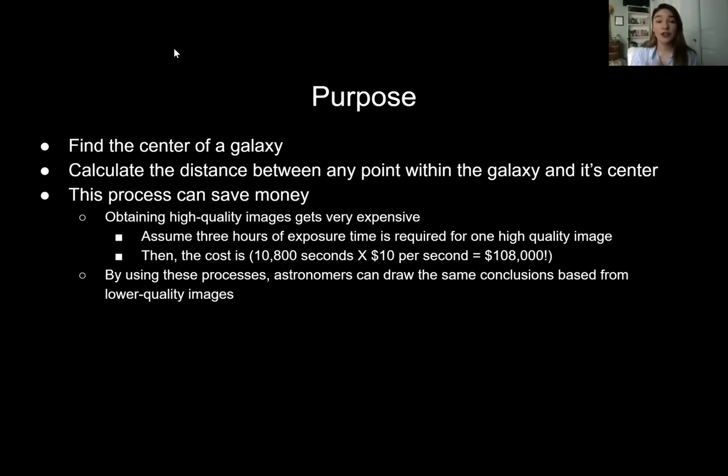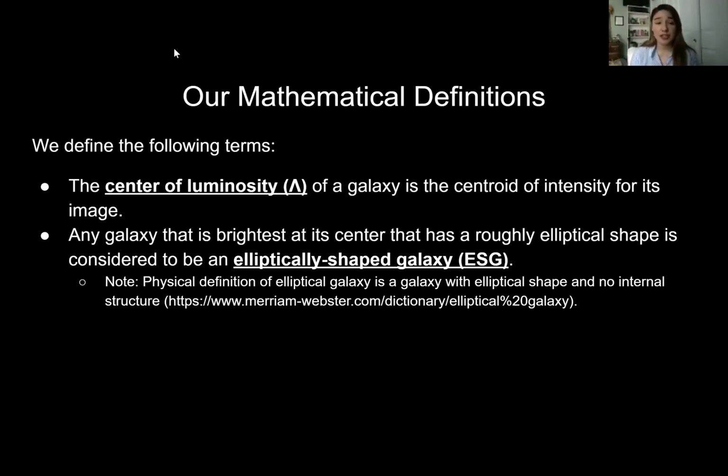But before we start delving further into our research, we want to define two definitions that were in our research paper. The first is the center of luminosity, denoted as capital lambda, saying that the brightest point in our image should be the center of the galaxy.